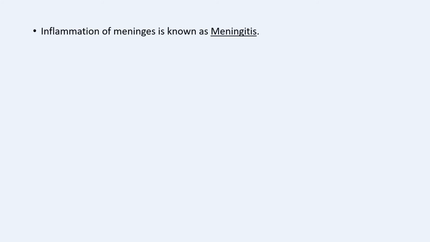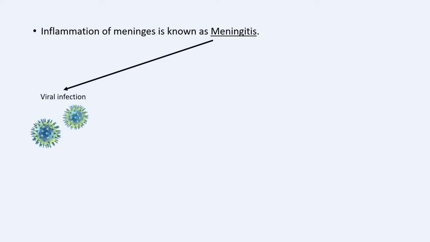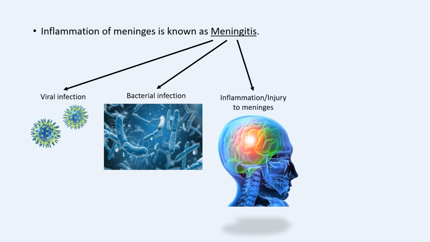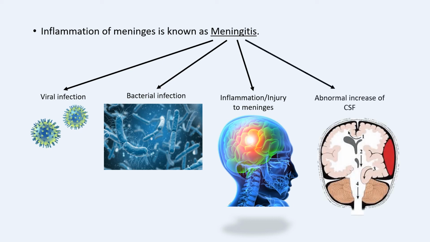Now, inflammation of any of the layers of meninges is known as meningitis. It is a disease, and can be caused by any viral infection, or bacterial infection, or by inflammation or injury to meninges. This can also be caused by abnormal increase of CSF volume. Now let's know about human brain.